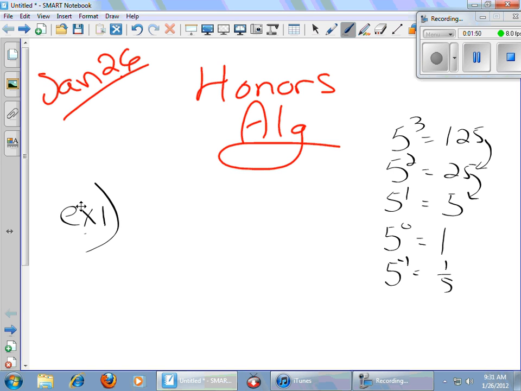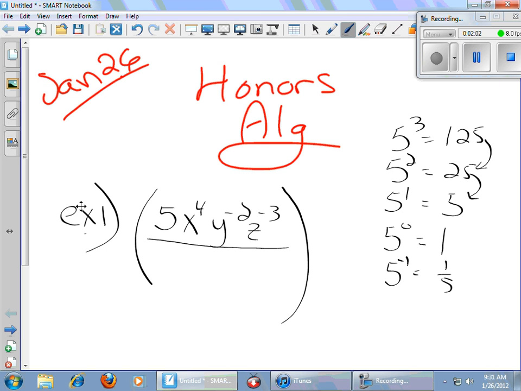I have the quantity of 5x to the fourth, y to the negative second, z to the negative third. That'll all be over 12 x to the negative second, y to the negative eighth, z to the 10th. And I will raise that quantity to the negative second power.